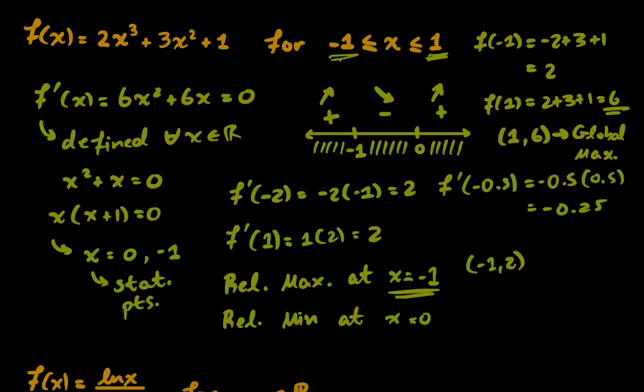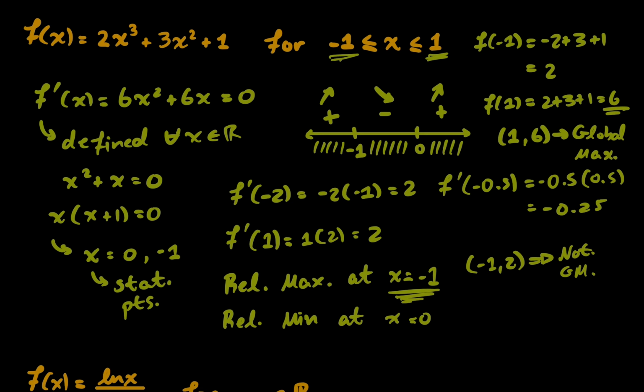Because what happens over here is that we're increasing. We reach this relative maximum at x equals -1. We start decreasing again, and then when we reach 0, we begin to increase. And as we increase, we reach the endpoint of our interval, and at the endpoint of our interval, we attain our global maximum. And so we know that we have a global maximum at the point (1, 6), and that the point at x equals -1 is not the global maximum.